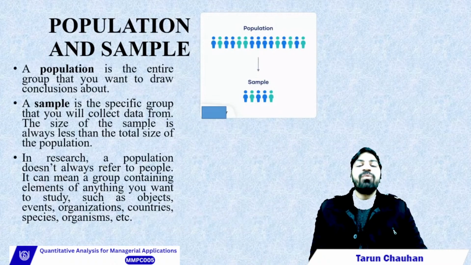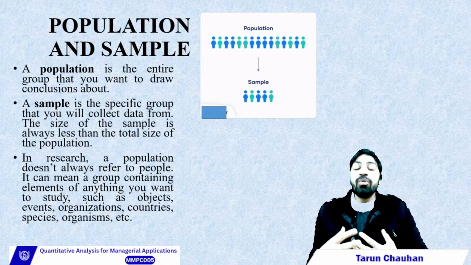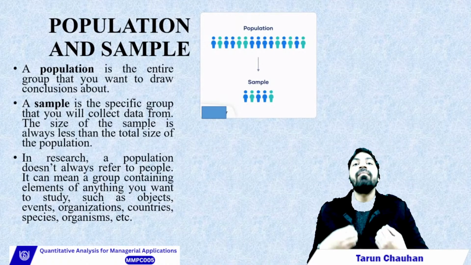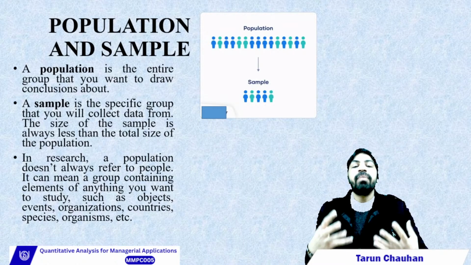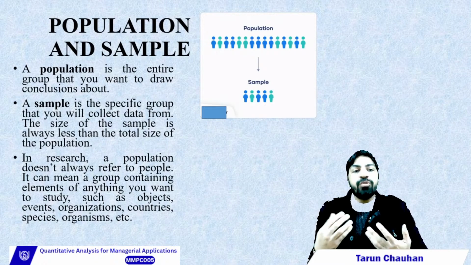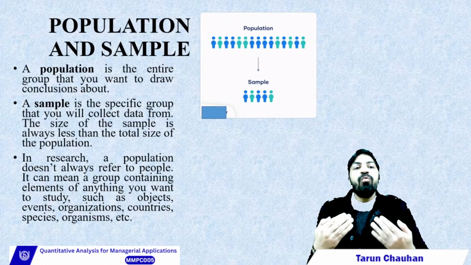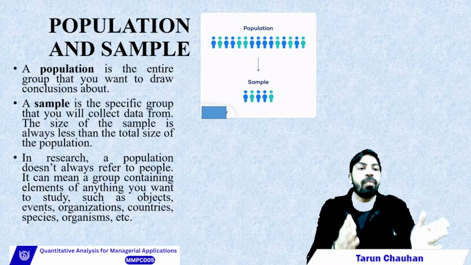So let's begin with a few concepts to understand, that is population and sample, and how you distinguish between the population and sample. So population refers to an entire group that a particular researcher wants to draw some inferences or conclusions about in a particular data set. But a sample is a specific group that a particular researcher will collect data from, from the population.